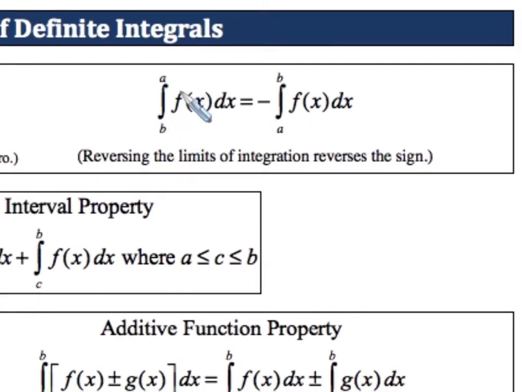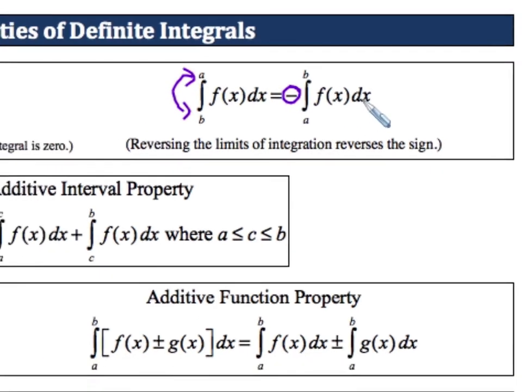Now, if we reverse the limits of integration, we actually reverse the sign of our integral. So we'll just say that this is the integral from b to a of f of x dx, and that's going to equal the opposite, or the negative, of the integral from a to b. Okay, so if we switch the limits of integration, then we switch the sign as well.